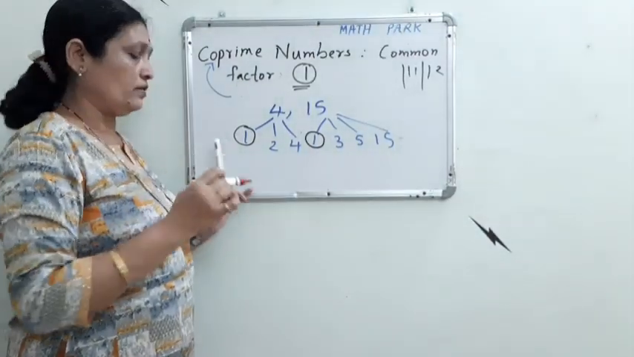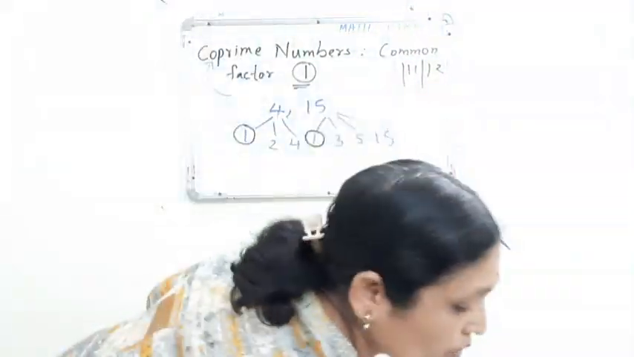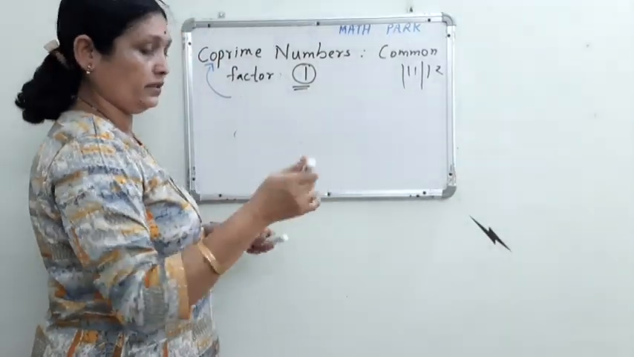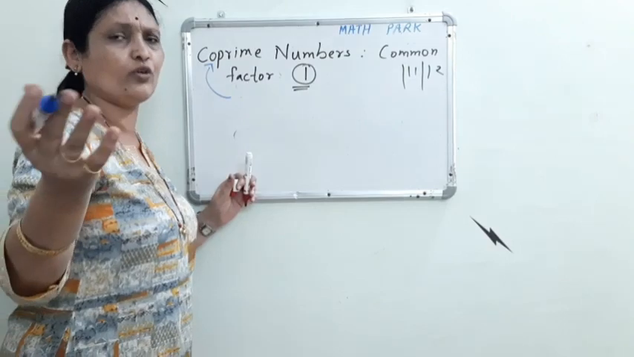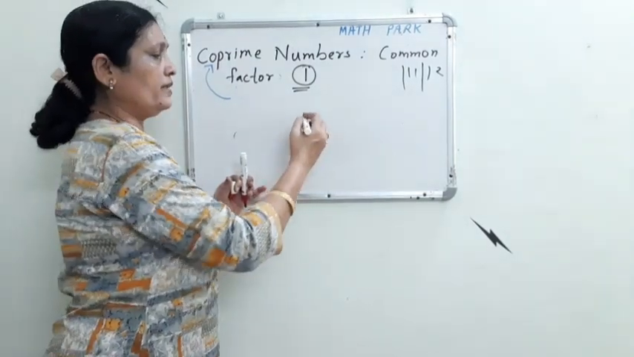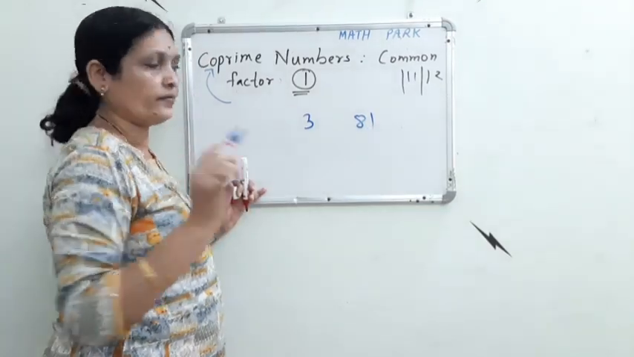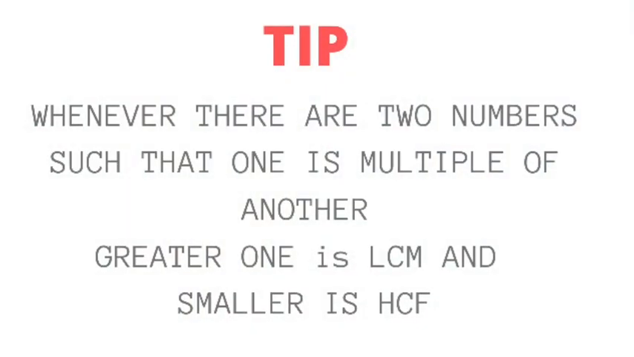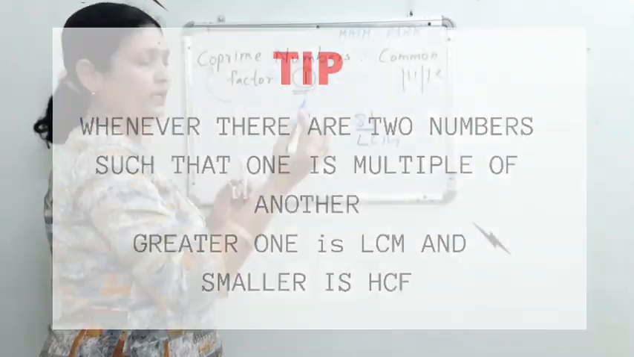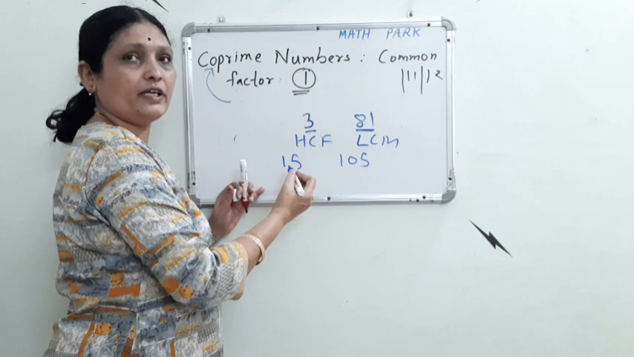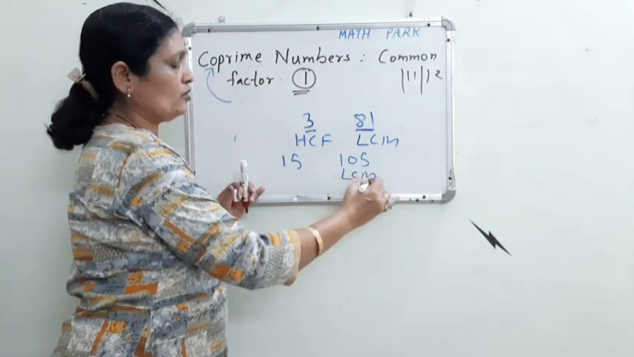One more tip, children. Since we are talking of LCM, I will tell one more tip. Whenever there are two numbers, let us say 3 and 81, I know that 81 is a multiple of 3. Whenever there are two numbers such that one is the multiple of the other, the greater one will always be the LCM and the smaller one will always be the HCF. Say 15 and 105. We know that 105 is a multiple of 15, so 105 is the LCM and the smaller, 15, is going to be the HCF.